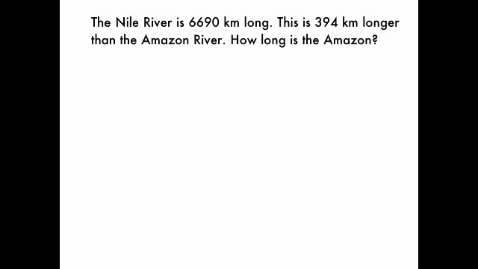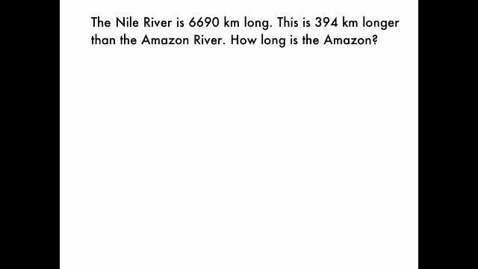In the next level of using equations to solve word problems, we're going to look for word problems that have a particular context to them instead of just being about numbers. So in this case, the word problem is about the Nile River. The word problem states that the Nile River is 6,690 kilometers long. This is 394 kilometers longer than the Amazon River. How long is the Amazon?